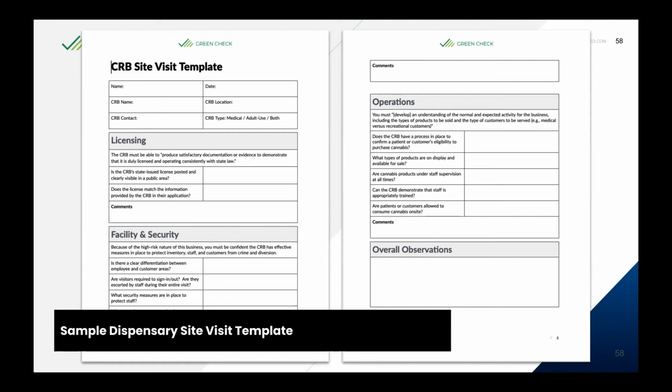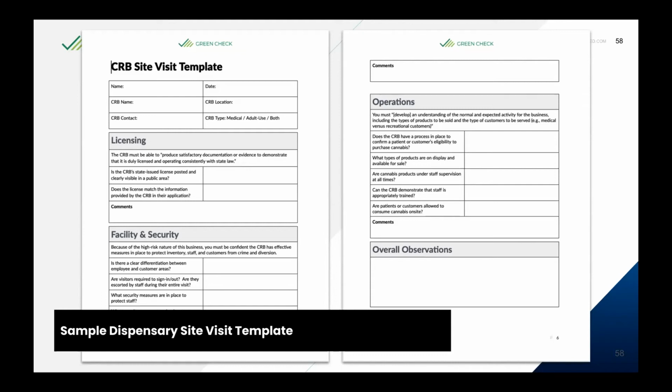We also have an example of one for visiting a grower. And if you're curious, we'd be happy to share examples with you. But I say this because I don't want you to feel overwhelmed by the notion of doing site visits.